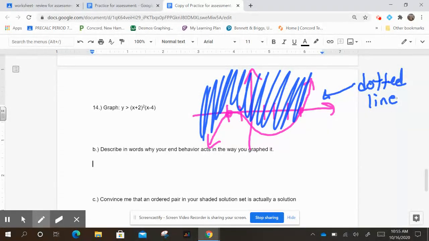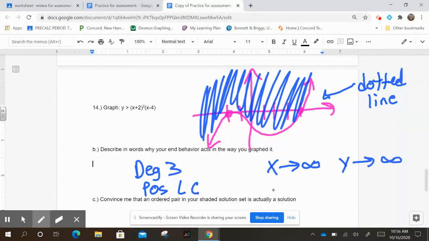So describe in words why the end behavior. In this one here, you have to talk about it being degree 3 and positive leading coefficient, and talk about what happens as x goes to infinity. So as x goes to infinity, y goes to infinity. As x goes to negative infinity, y goes to negative infinity.